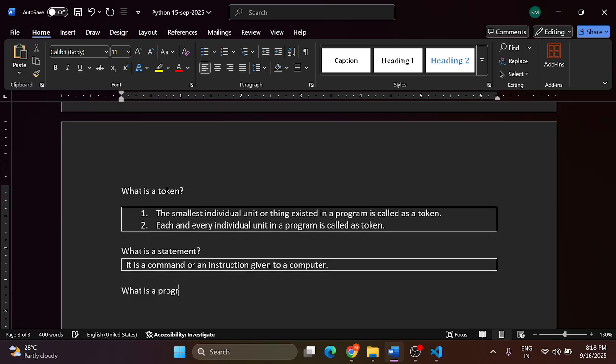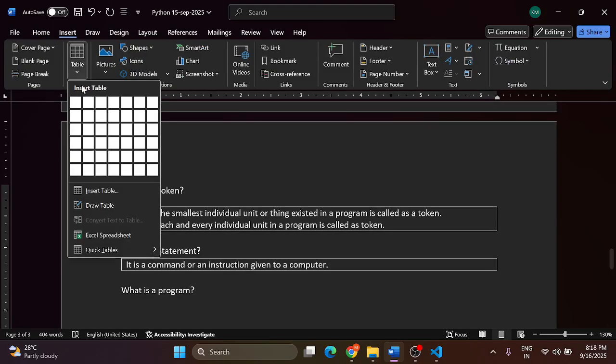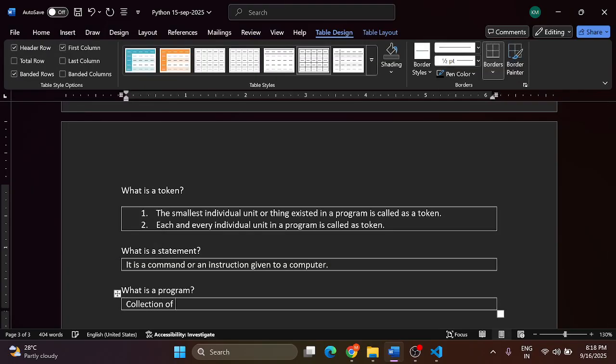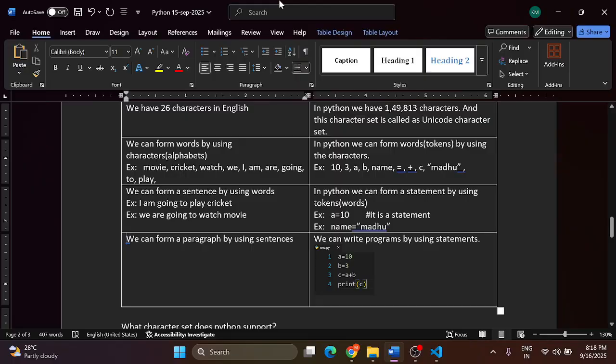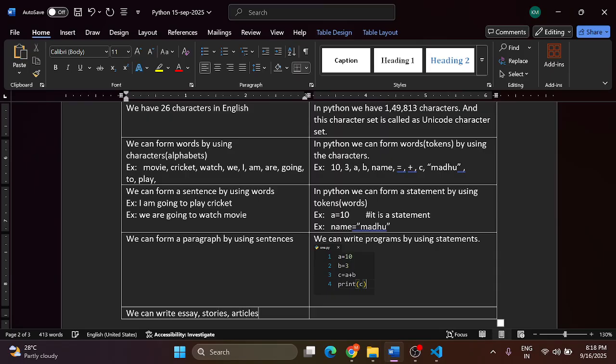What is a program? Simple answer is collection of statements. That's it. Now, by using programs, what can we form? In English, by using paragraphs, what can we write? We can write an essay, which contains a collection of paragraphs. Also stories, articles, etc.